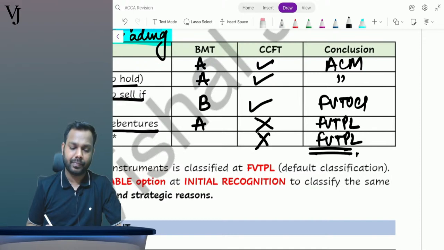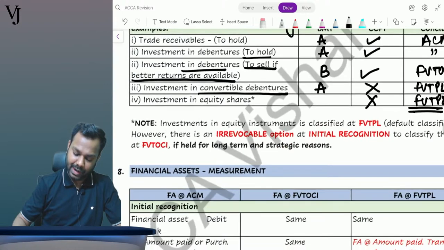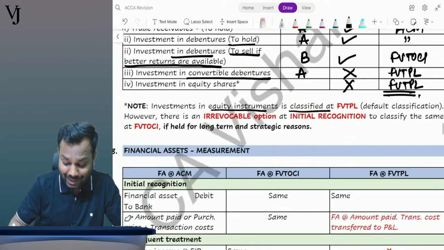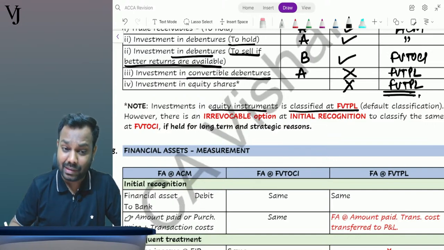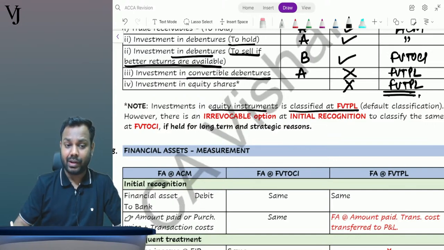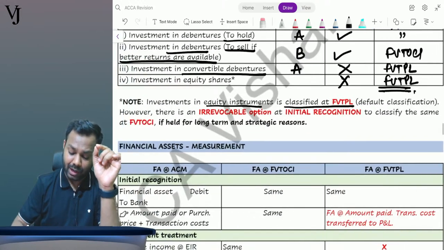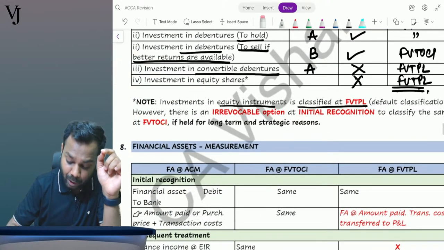Is it clear to everyone till here? Now, further. The standard says further that investment in equity instruments is generally classified as FVT P&L. This is the default classification to measure equity instruments at FVT P&L. But now the standard gives us an option.